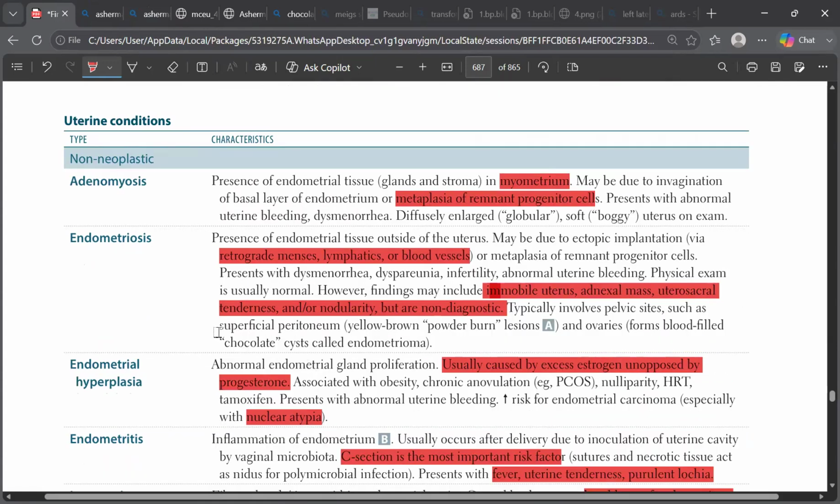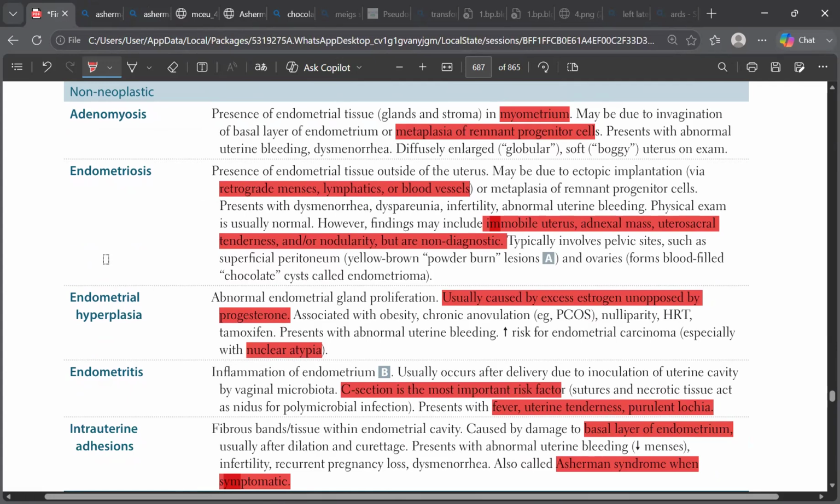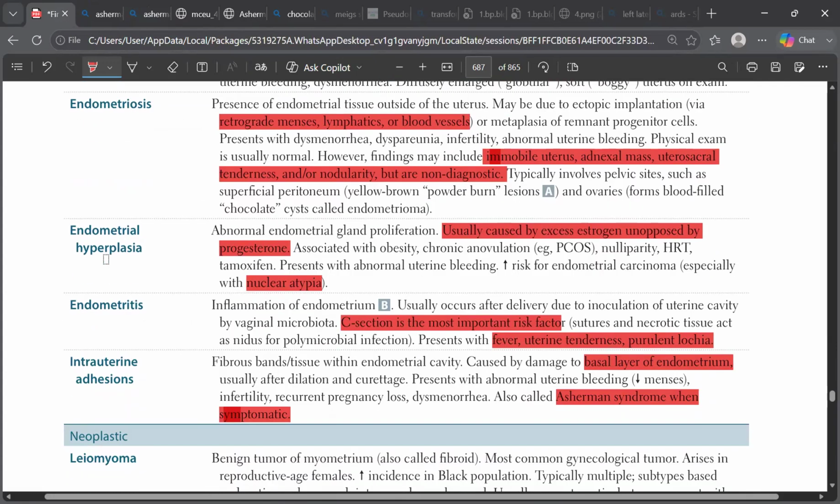So for non-neoplastic conditions, we studied adenomyosis, which is the presence of endometrial tissue inside the myometrium, and endometriosis, which is the presence of endometrial tissue outside the uterus, and it presents with an immobile uterus, adnexal mass, and uterosacral tenderness. All of these are non-diagnostic, but it also has powder burn lesions in the peritoneum and chocolate cysts in the ovary. We next have endometrial hyperplasia, which is due to unopposed secretion of estrogen as compared to progesterone, and it causes an increased risk for endometrial carcinoma.